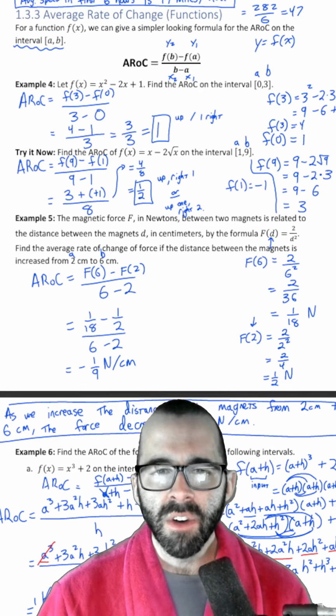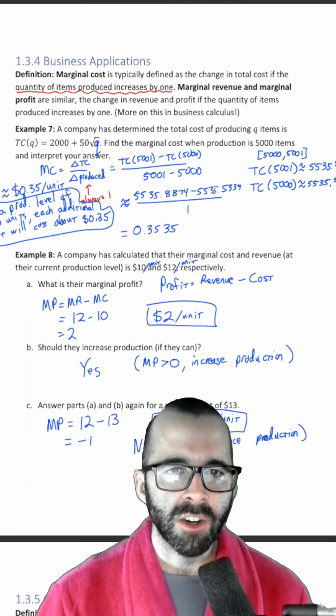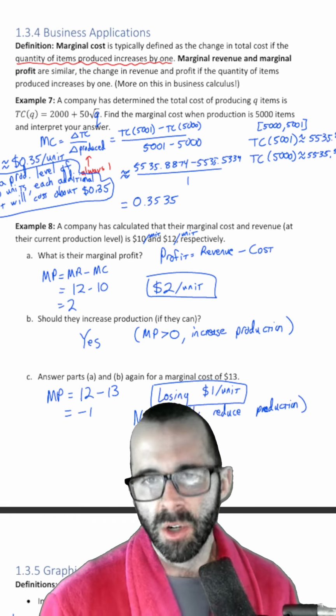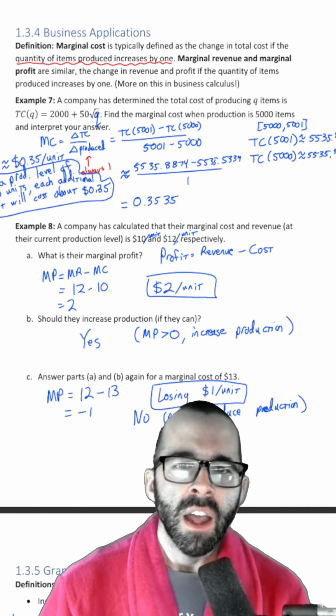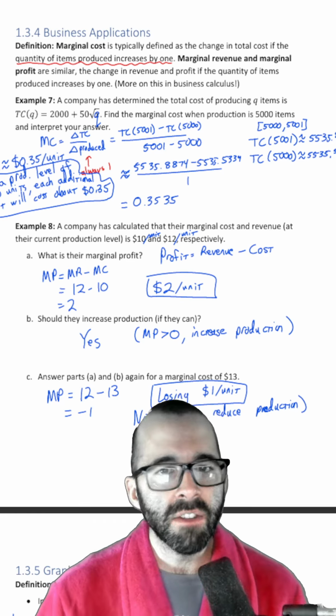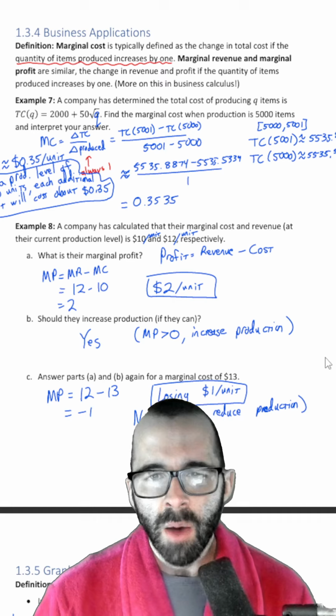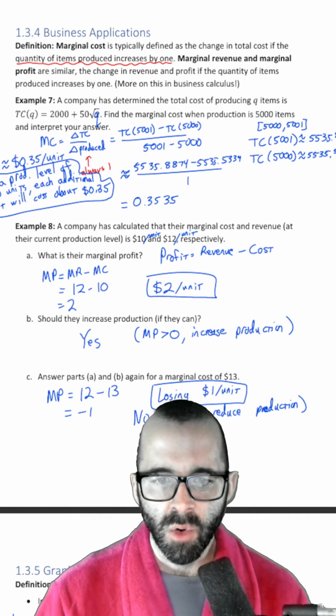We can also do that with functions, but what's really interesting over here is when we get into some business applications and introduce the idea of marginal cost and marginal revenue and profit and stuff like that. And that's really just the average change of the next thing. Marginal cost is what is the cost of the next item. And we can calculate that with a very, very similar formula.